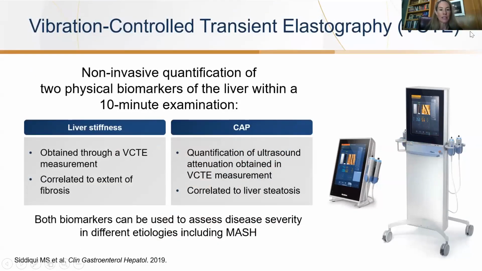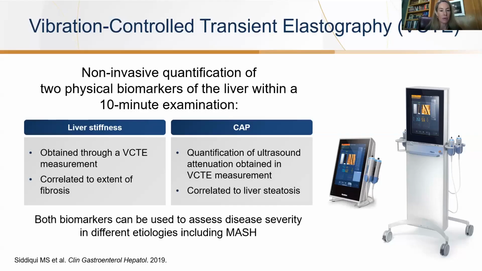Okay, so vibration-controlled transient elastography, or VCTE, otherwise known as FibroScan. This is a nice point of care test. We're fortunate in our clinic that we can just walk down the hall and FibroScan a patient. It gives you non-invasive quantification of two biomarkers, both liver stiffness and steatosis, as reflected by the CAP score, the controlled attenuation parameter. The test only takes about 10 minutes.